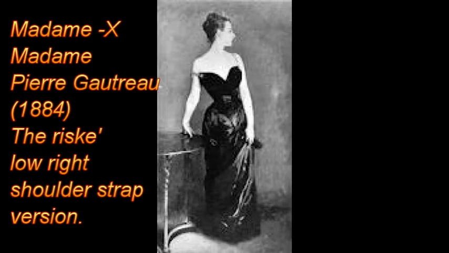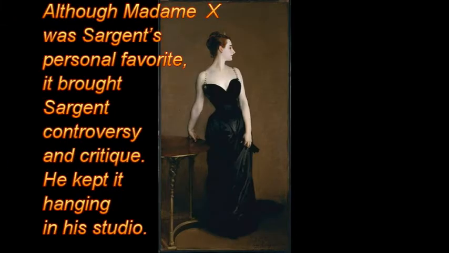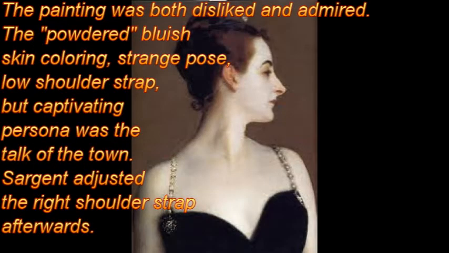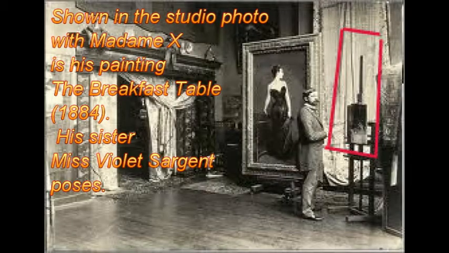Madame X, Madame Pierre Gautreau, the risque low right shoulder strap version. Although Madame X was Sargent's personal favorite, it brought Sargent controversy and critique. He kept it hanging in his studio. The painting was both disliked and admired. The powdered bluish skin coloring, strange pose, low shoulder strap, a captivating persona was the talk of the town. Sargent adjusted the right shoulder strap afterwards. Shown in the studio photo with Madame X is his painting, The Breakfast Table. His sister, Miss Violet Sargent, poses.